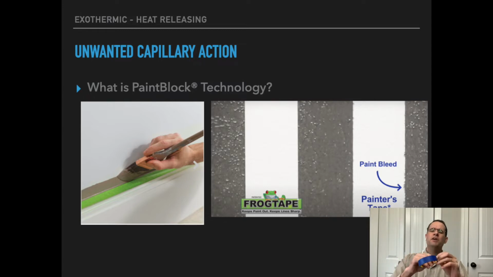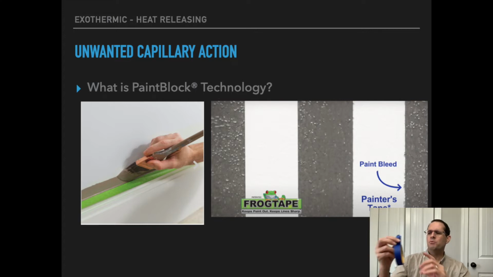So when you use painter's tape, whatever painter's tape you use, you need to push hard onto the wall. And when you paint, it's possible for some of the paint to travel under the tape through capillary action. And then when you peel the tape off, of course, before it dries, you can have jagged lines, okay? And their website talks about this paint block technology. They can get nice, crisp lines.